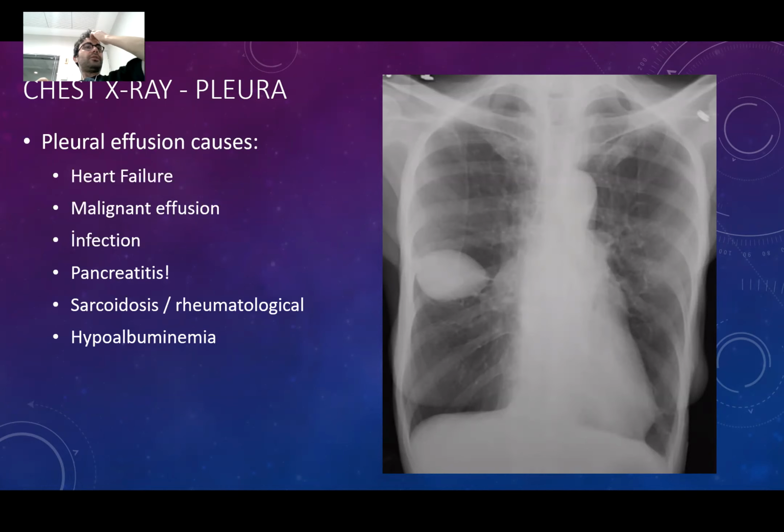When you look at the pleural effusion causes, it can be many things. Heart failure. In case of malignancy, because it's secreting and bleeding, malignant effusions can occur. Infections. In case of pancreatitis, we had a patient like that in the ER lecture. Also, rheumatological diseases, which cause inflammation on the pleura, can also secrete fluid and cause pleural effusions. Also, hypoalbuminemia is characterized by fluid loss into all of the spaces, not only pleura, but also pericardial and peritoneal space.